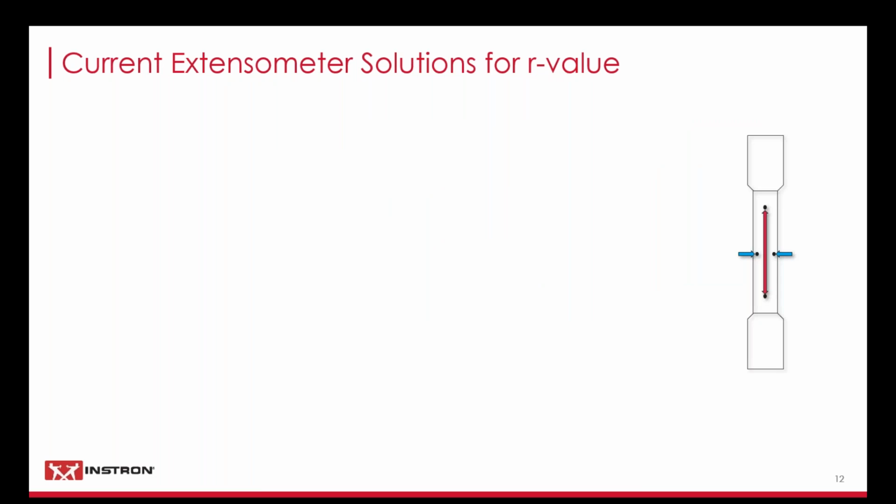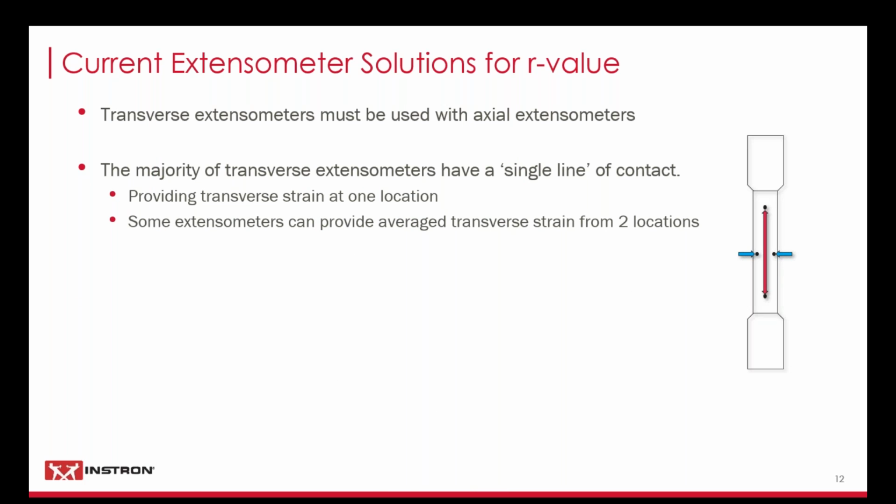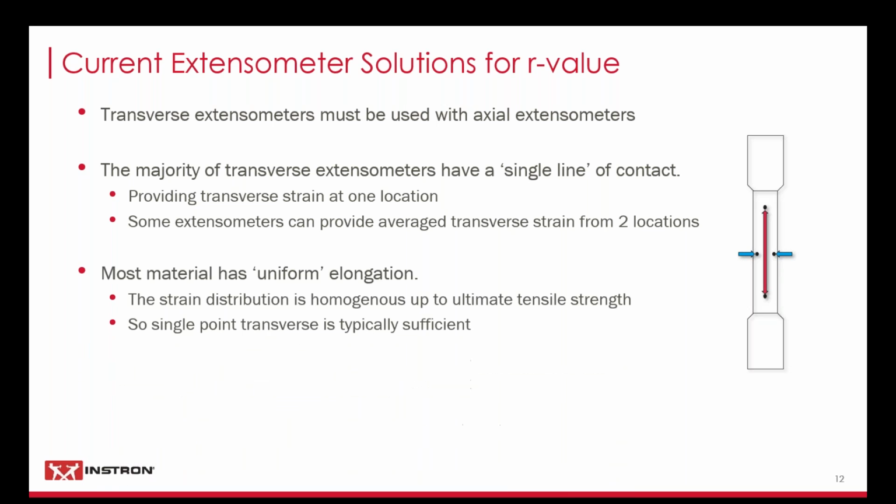So to talk a little bit more about the extensometer solution, transverse extensometers pretty much must be used with axial. The majority of them have a single line of contact, so you're providing transverse strain at one location. Of course, as I mentioned, some extensometers can provide average transverse strain from two locations. Most material has uniform elongation, so the strain distribution is homogeneous up to ultimate tensile strength. And so in most cases, single point transverse is typically sufficient.